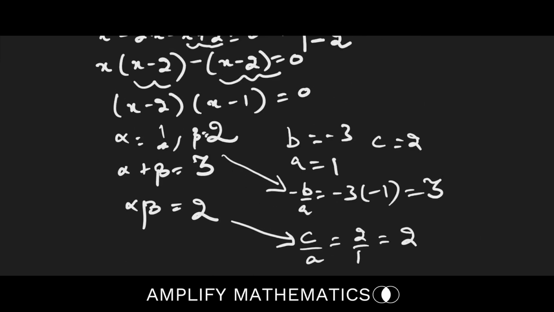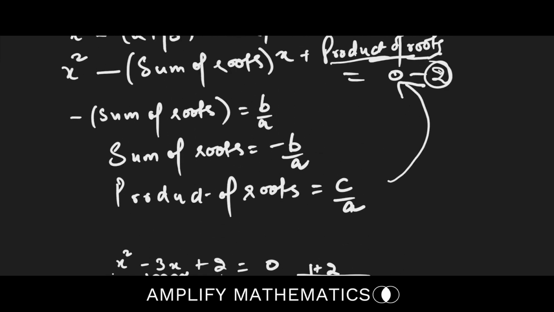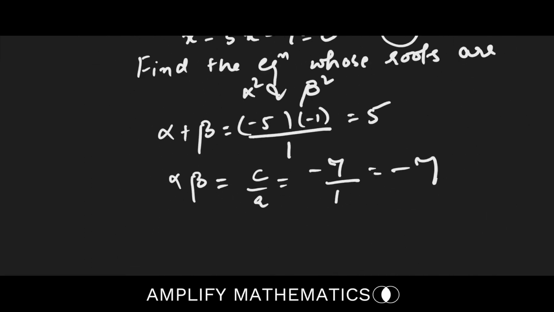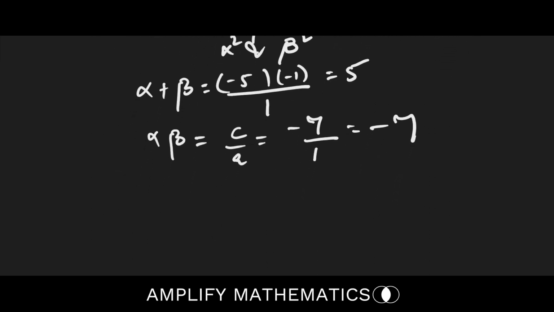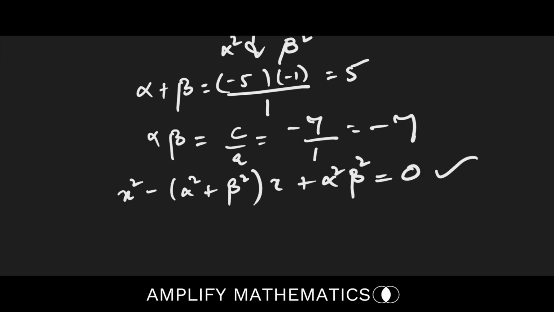Now from the generic equation, we just discussed that if alpha and beta are roots of any equation, then the equation is given by x square minus sum of roots into x plus product of roots. Okay. So we have to find the equation whose roots are alpha square and beta square. So the equation should be x square minus (alpha square plus beta square) x plus alpha square beta square. This is your equation, but we do not know the values of alpha square plus beta square and alpha square beta square. And that we can derive using these two equations.